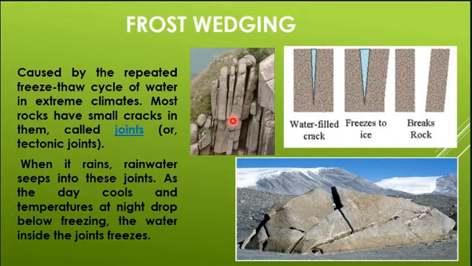Halimbawa, ito, we have here frost wedging. So, frost wedging caused by the repeated freeze-thaw cycle of water in extreme climates, and most rocks have small cracks in them called joints or tectonic joints. Dahil nga merong mga opening, etong mga malalaking tipak ng bato na to, definitely kapag umulan, syempre may mga tubig na pupunta dun sa mga butas na yon na masistay, masastuck diyan sa mga bato.